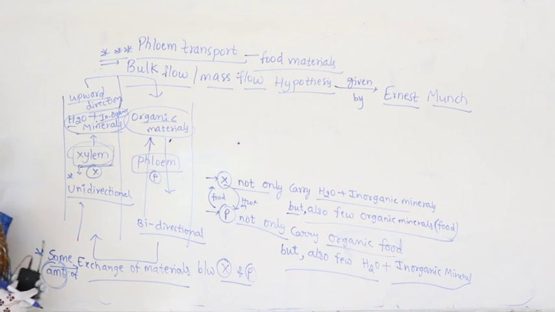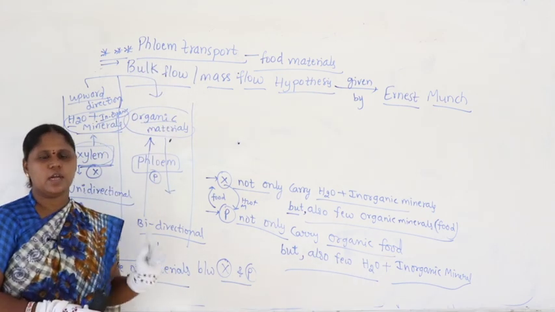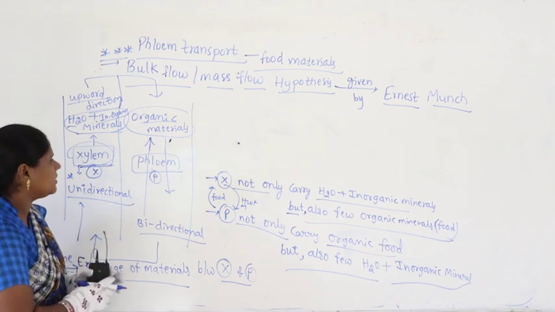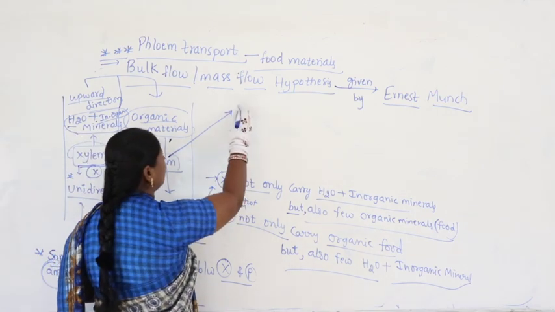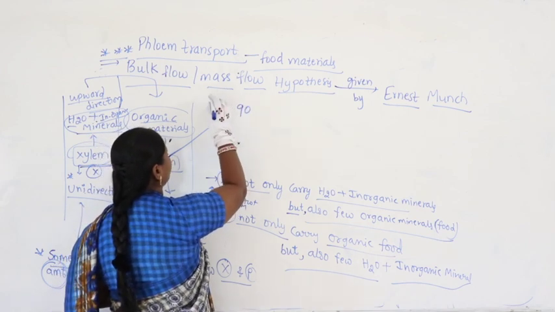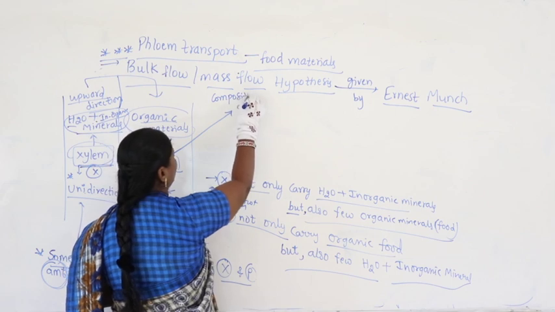Mainly, what we have to discuss here is phloem transport, the transport of food materials. Now, in the phloem, what are the main food materials we talk about? I am giving the composition of phloem, meaning what the phloem is made up of.